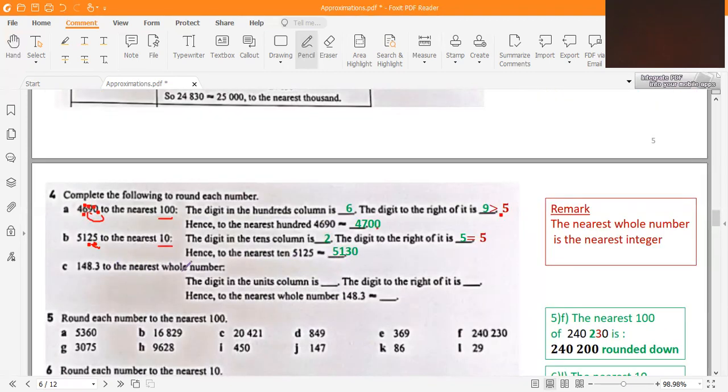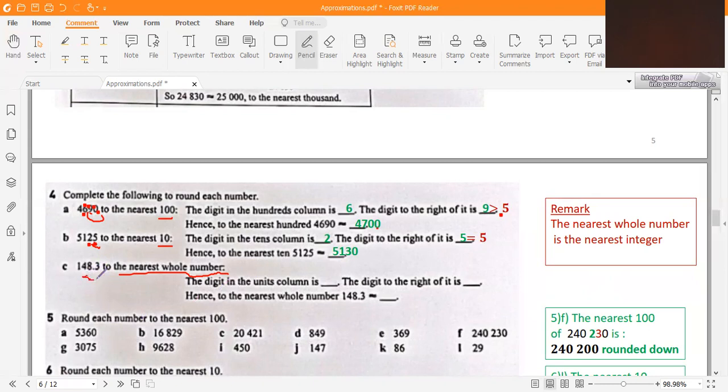Like here, to the nearest whole number. When he says to the nearest whole number, he means the nearest integer. So we don't have any decimal point. Normally an integer is a whole number.